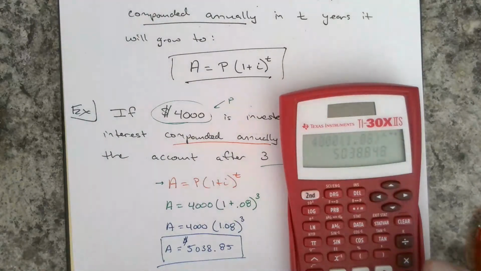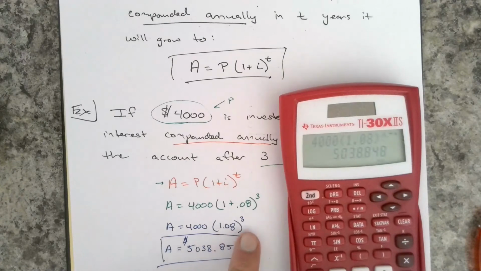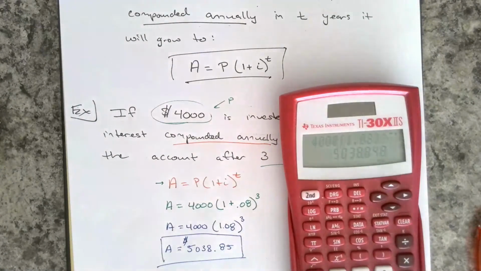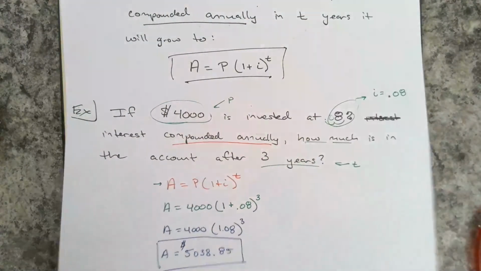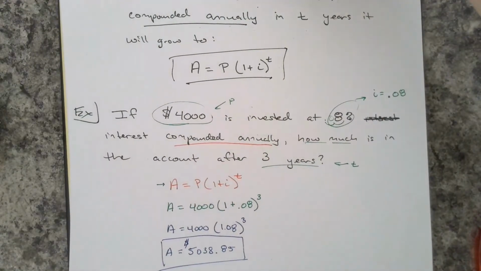If you don't have a calculator that displays all the operations on the screen, you would actually have to do the 1.08 to the third power first, hit enter, and then multiply by the 4,000 to get the same answer we did, just following your order of operations. All right, and we'll look at one more theorem that really is just the general case of what we just talked about.